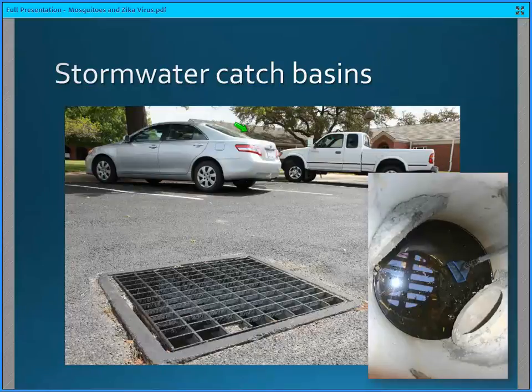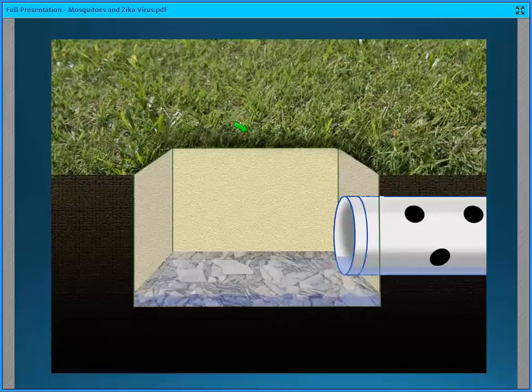But it does pose a huge problem for mosquito breeding, and it would be a good idea on school campuses to map out where you've got these stormwater catch basins and to check them to see what kind of water is sitting in there. And there are, of course, treatments that can be done to get rid of these or to treat these areas.